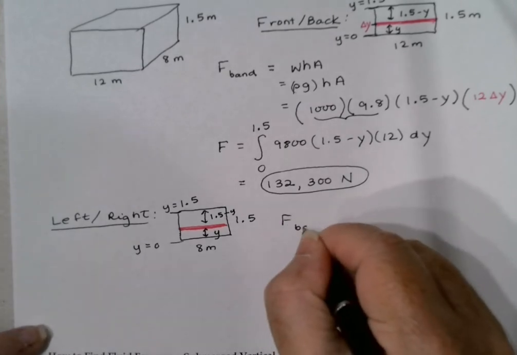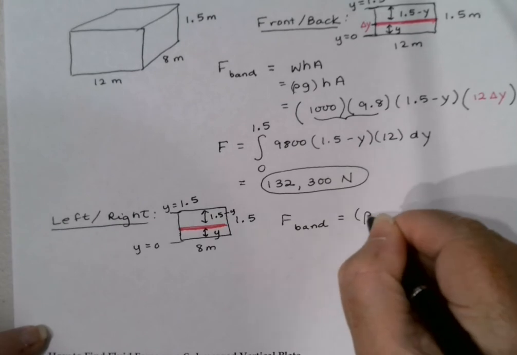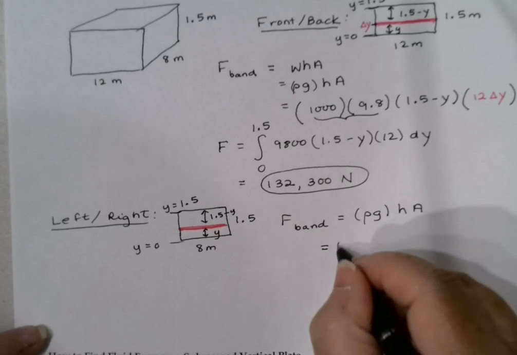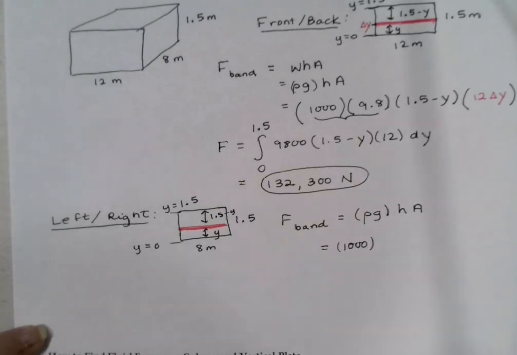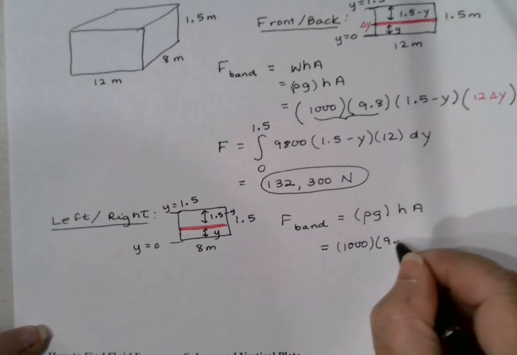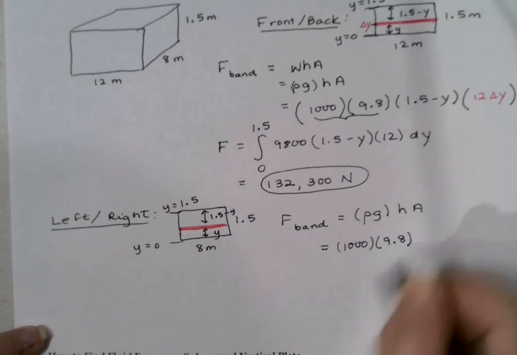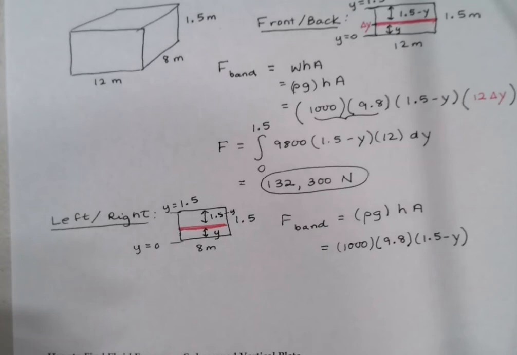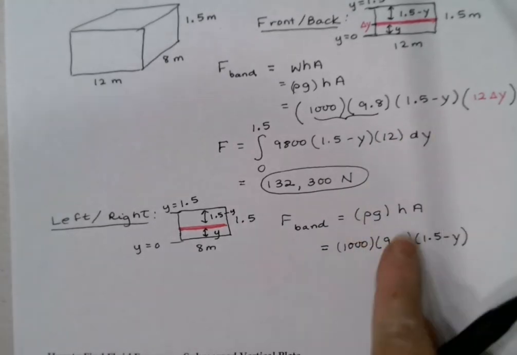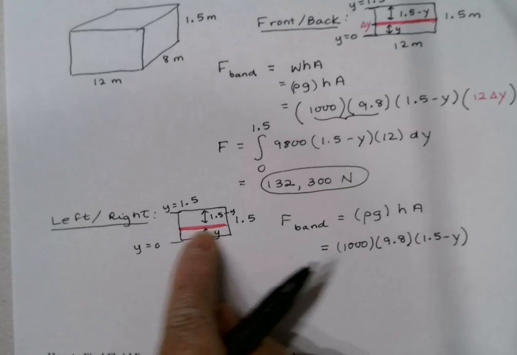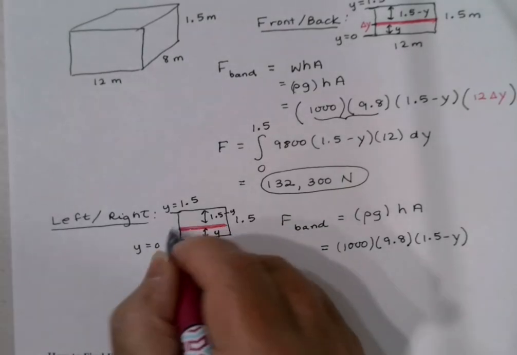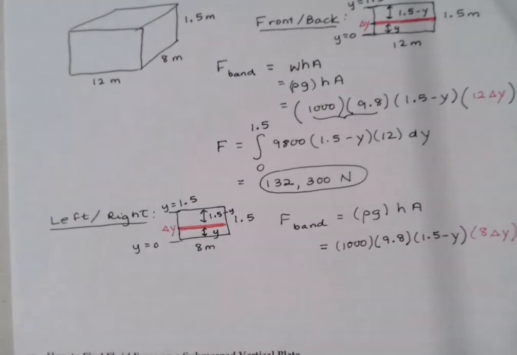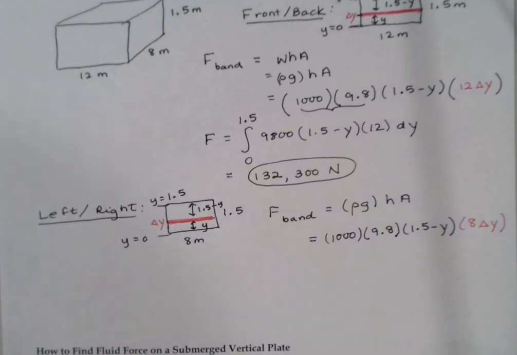And the force on that little tiny band, rho g times h A, would be my mass density, 1,000, gravitational acceleration, 9.8, depth of the water above it, 1.5 minus y. And here's the only thing that's different compared to up here: the area. The area of this little strip this time would be 8 times delta y. Other than that, there wasn't much difference between these two problems.